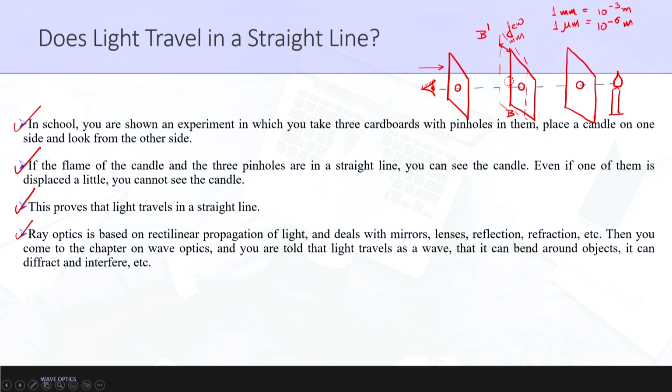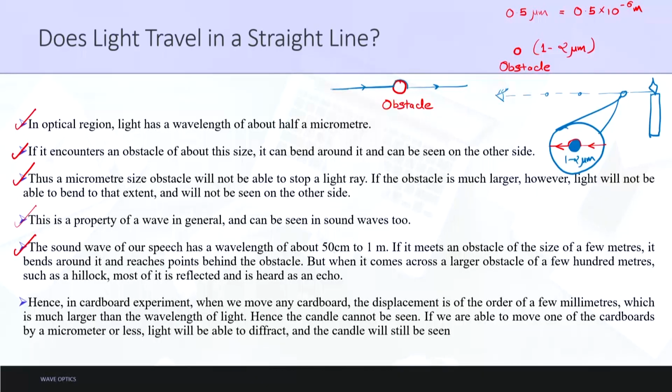So, it is quite evident that the amount of displacement is 10 to the power 3 times, or 1000 times, more than the wavelength of the light. Hence the obstacle is very large, it cannot bend around it, and the candle light is not visible to our eyes. So, in the cardboard experiment, when we move any cardboard, the displacement is of the order of a few millimeters, which is much larger than the wavelength of light, hence the candle cannot be seen.